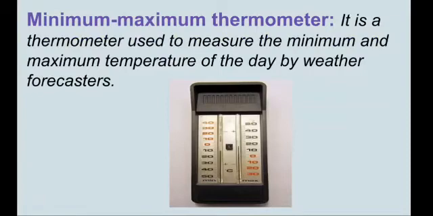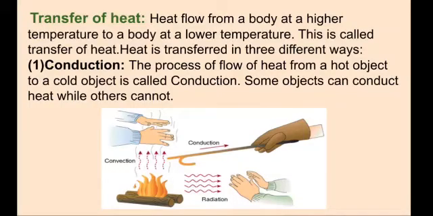Now we'll discuss the minimum and maximum thermometer. It is a thermometer used to measure the minimum and maximum temperature of the day by weather forecasters. And you all are very familiar with the news. In the news section there is weather information, okay? In the weather information they tell us about the temperature of particular cities, okay? So how do they tell us? They tell us with the help of the minimum and maximum thermometer, because it is used to measure the weather temperature, okay? Correct?